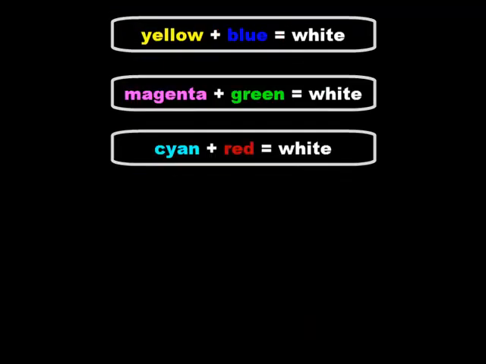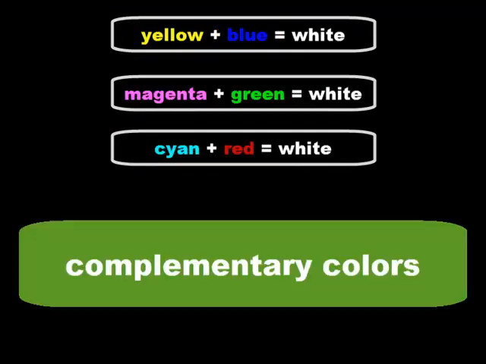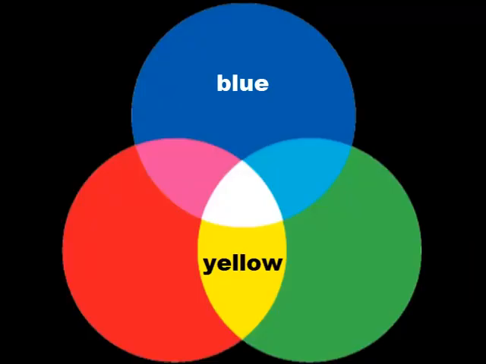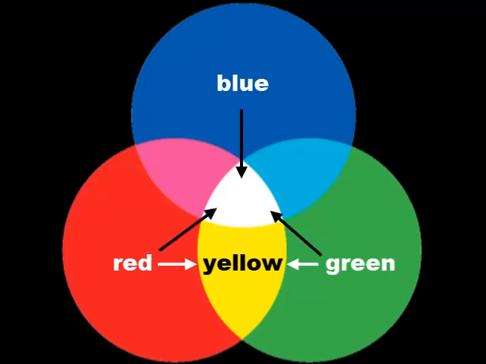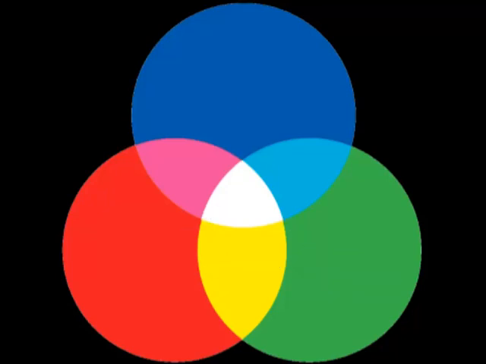When two colors are added together to produce white, they are called complementary colors. Yellow and blue are complementary because yellow is the combination of red and green. Red, green, and blue light together appear white. By similar reasoning, we can see that magenta and green are complementary colors, as are cyan and red.